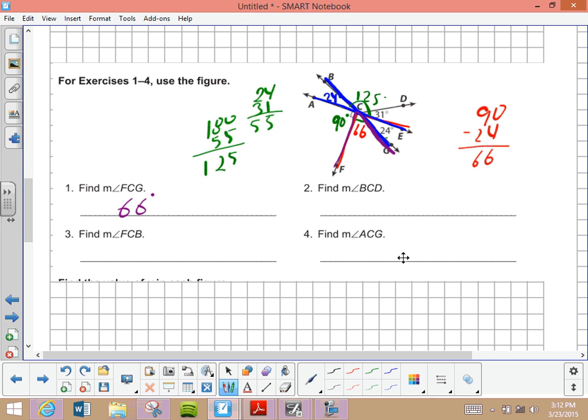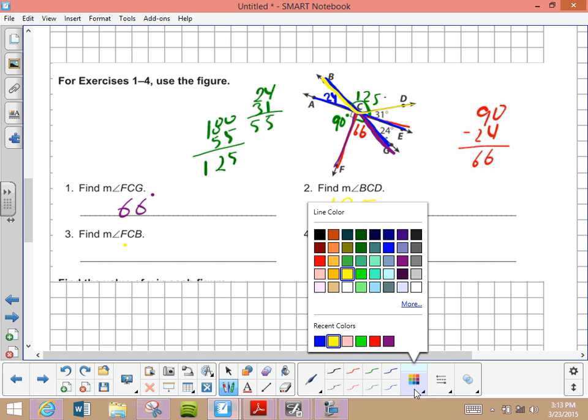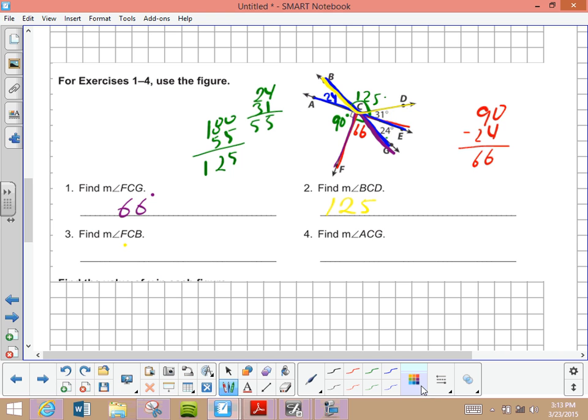All right, what is the measurement of angle BCD? Javier. 125. Wait, it's right here. What is the measurement of angle FCB? Pedro. It's over here. What's the measurement of angle FCB? Don't guess. Look at it and tell me, how do I find the measurement of that angle? What do you do?